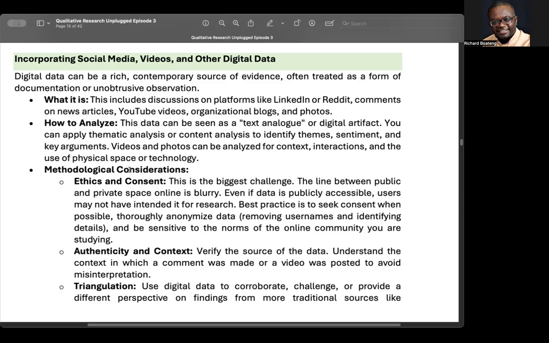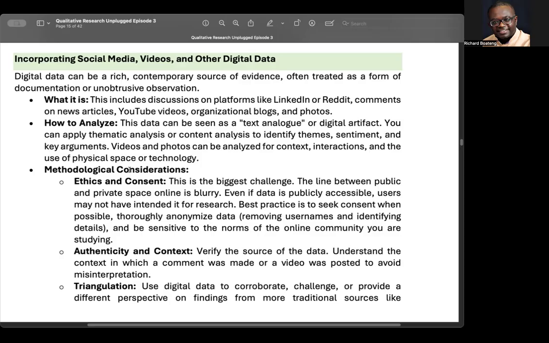You can apply similar analytical techniques as you would to interviews or documents. Thematic analysis or content analysis can be used to identify recurring themes, arguments, sentiment, or communication patterns. For videos or photos, you might analyze them for visual cues about context, social interactions, the use of space, or technology. But the ethics seem particularly tricky here, right?